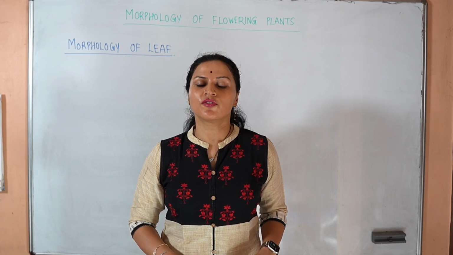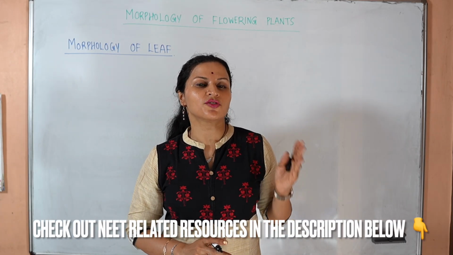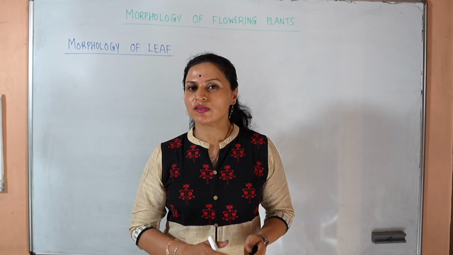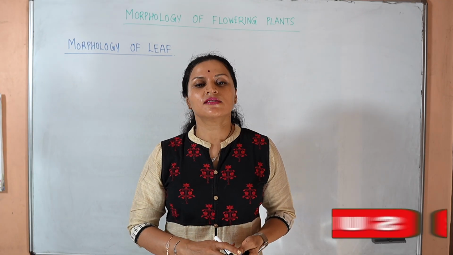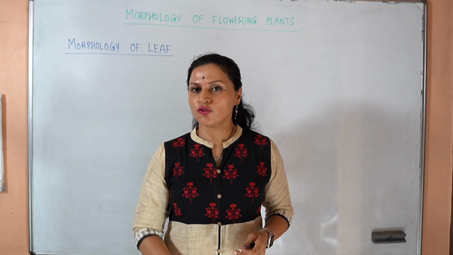Students, in morphology of flowering plants, we have completed the morphology of the root and the shoot. In this lecture, we are going to start with the morphology of the leaf. Leaf, as you know, is a flattened aerial part of the plant. It is green because of the presence of chlorophyll in it, and it is the most important vegetative organ of the plant for the process of photosynthesis.